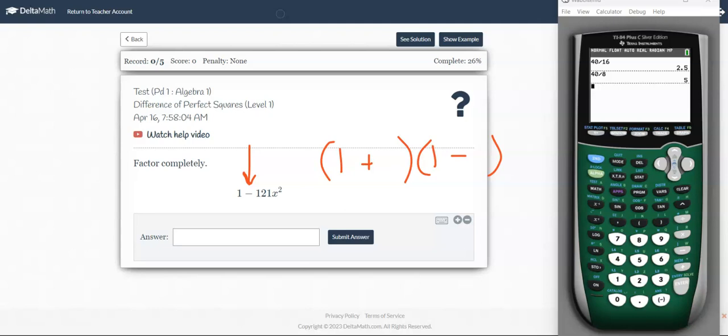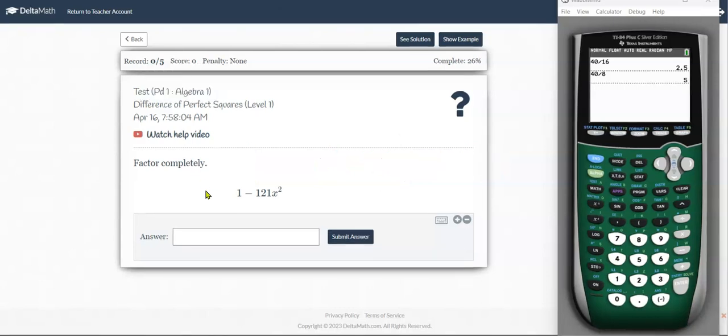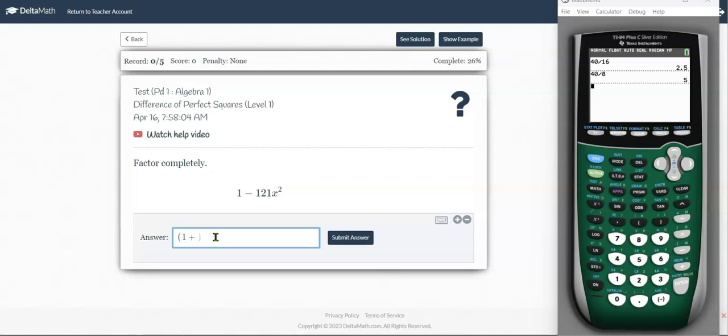So we square root numbers, but we don't square root exponents. Exponents are cut in half. So 1 plus 11x, 1 minus 11x. And don't commute these terms, because their order is important.